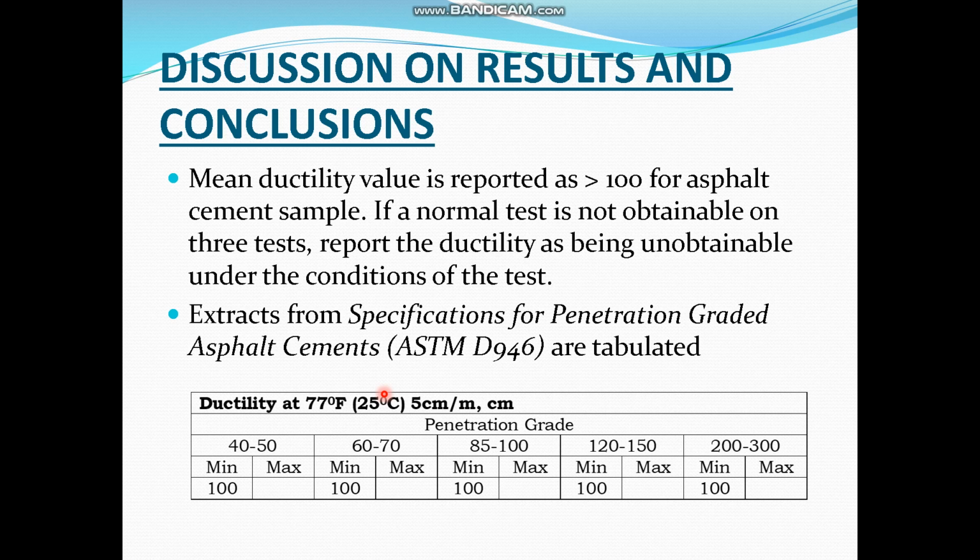But if it breaks before the 100 centimeter mark, then it has failed the ductility criteria, and the limiting values of your ductility test are the same for all of the bitumen grades. As I already told you, the bitumen grade is important to be determined, as the rest of the bitumen quality criteria are evaluated in comparison to the penetration criteria.